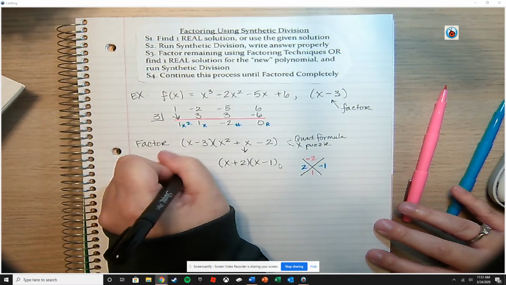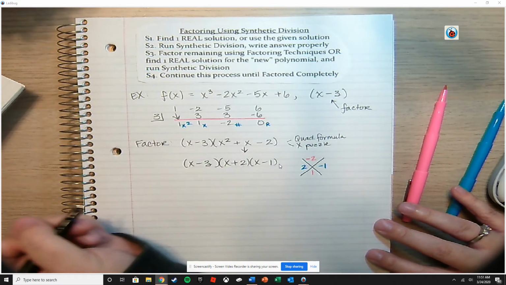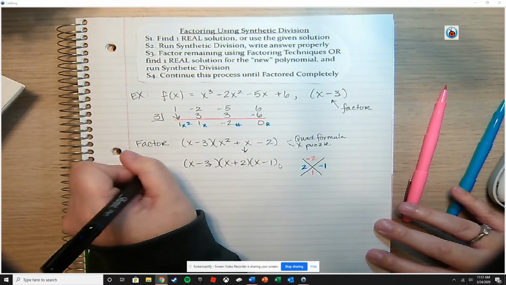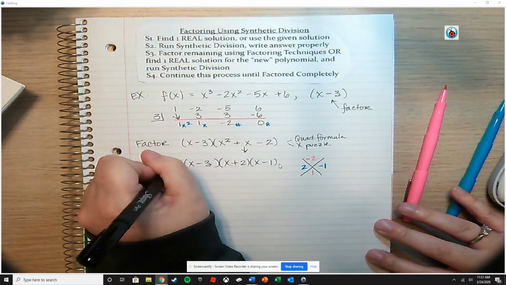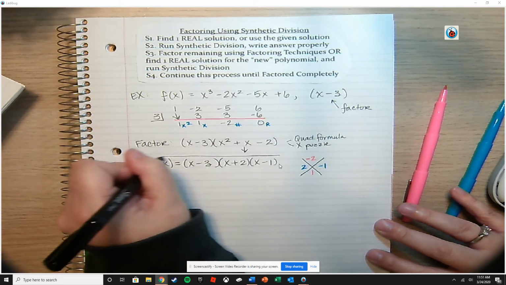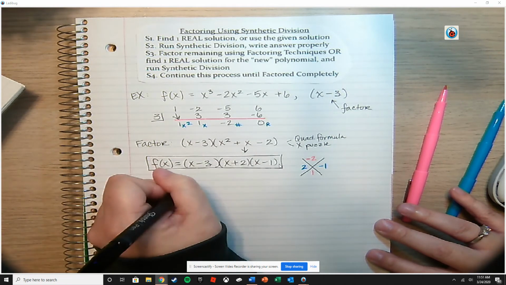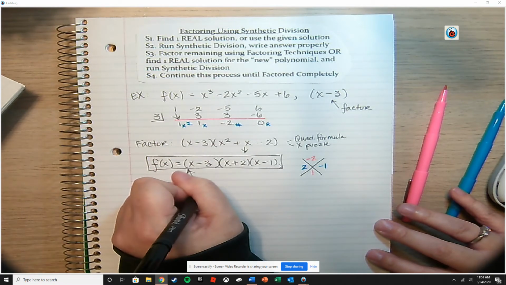And then if I bring down x minus 3, this is now my function. There's my final answer, and it has been factored completely.